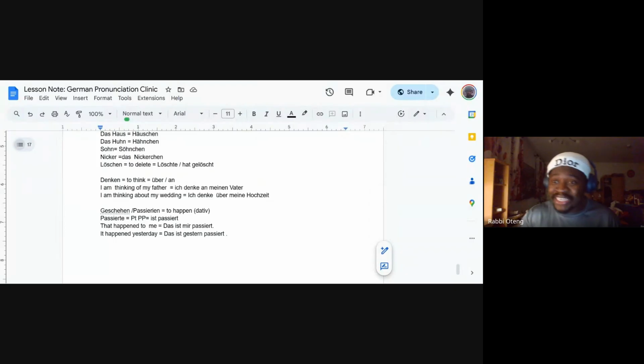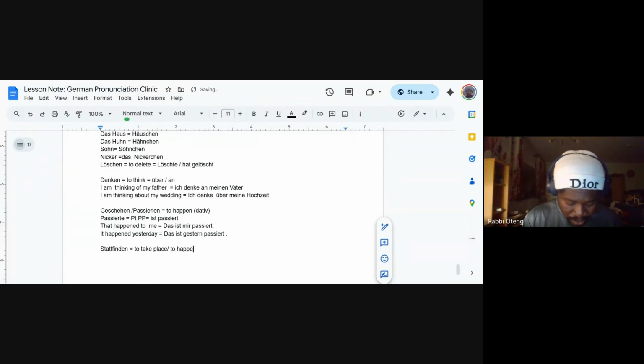But if you want to say something is taking place or happening in the afternoon, we use stattfinden. Maybe the meeting is happening in the office, in this hall. We use stattfinden, to take place. It is being organized, something will be done. So the meeting is "das Treffen findet statt". The main verb here is finden, so you conjugate finden.